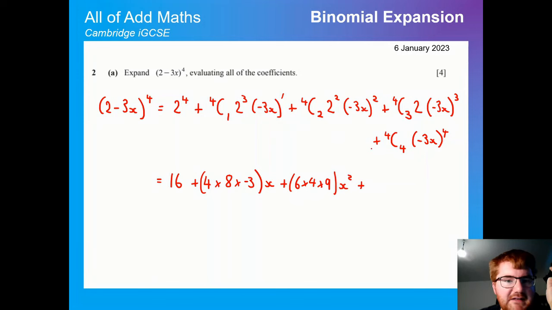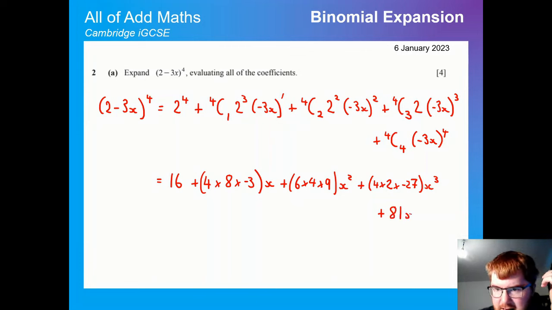4 choose 3, that's equal to 4. We've got the sort of mirroring idea here. So we've got 4 times 2 times minus 3x all cubed. That's minus 27x cubed. So times minus 27x cubed. And then the last term, well, 4 choose 4 is just 1, so that's helpful. This to the power of 4, minus 3 to the power of 4 is 81. So we're going to get 81x to the power of 4.